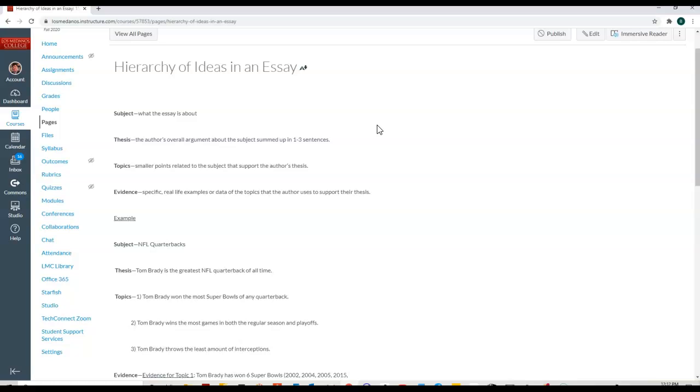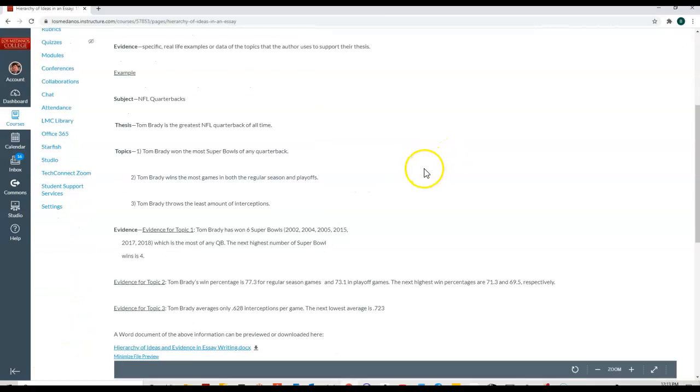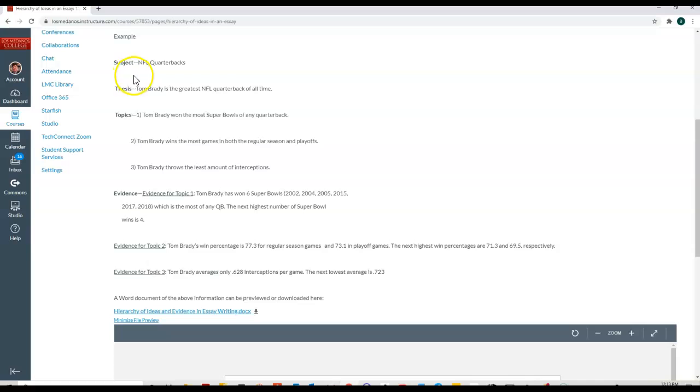So one way that you can think about this is like you're having a conversation with people at a backyard barbecue or party, right? So what you're talking about in the conversation, that's kind of similar to the subject. So if we move down to this example I have down here, let's say that we're having a conversation about NFL quarterbacks, right? That would be the subject of our conversation. If I was going to write about it, that would be the subject of my essay.